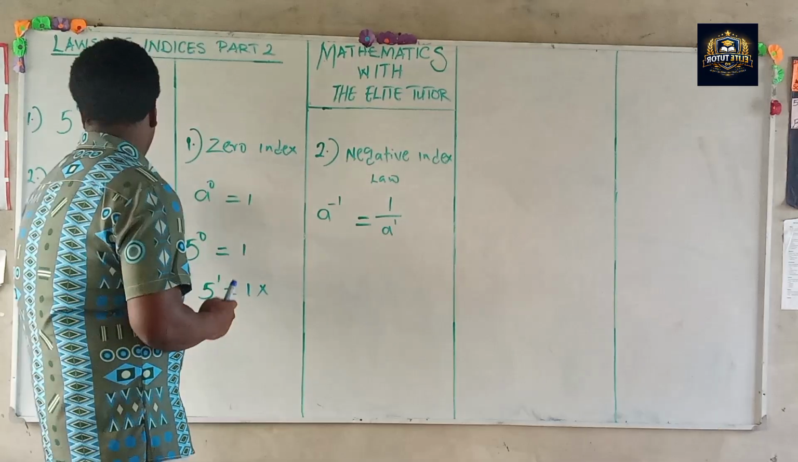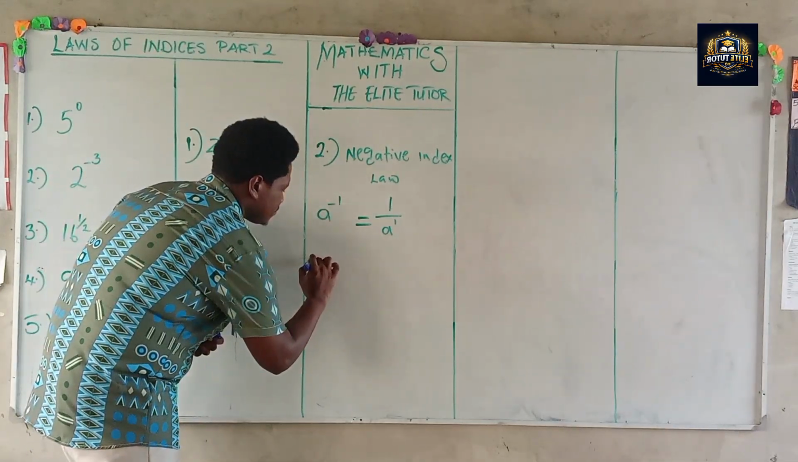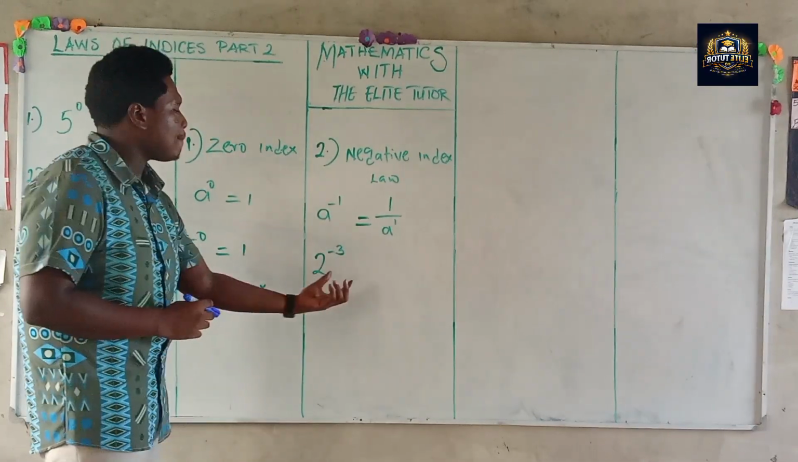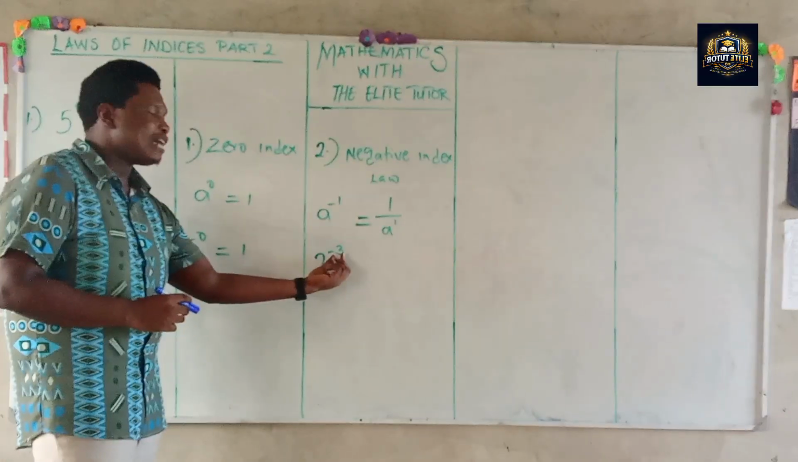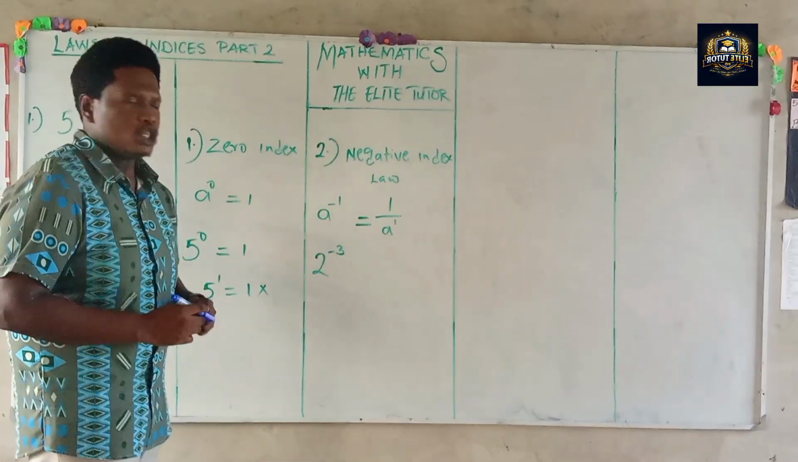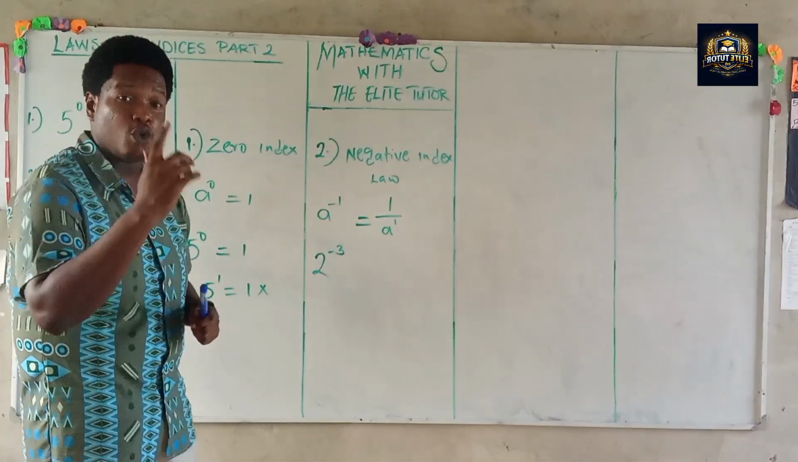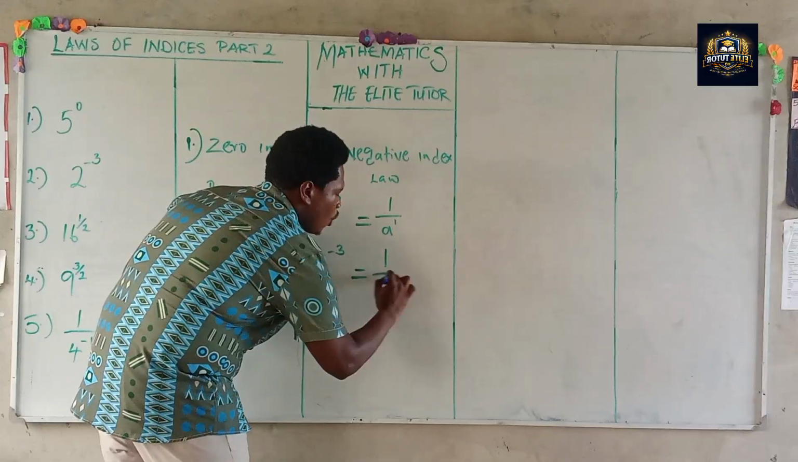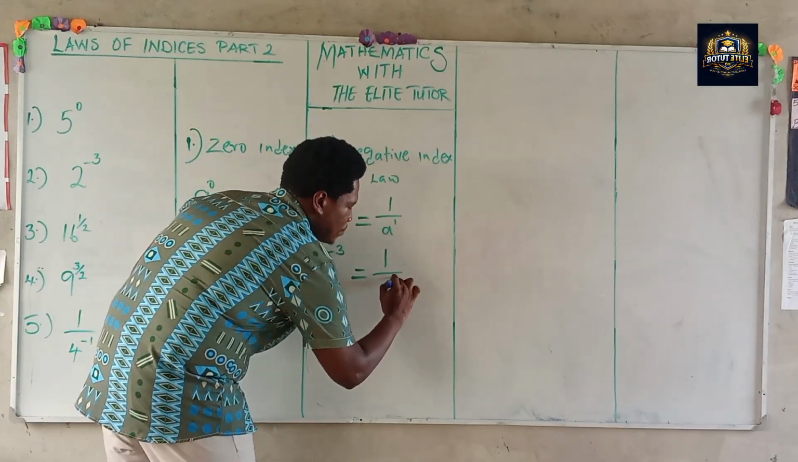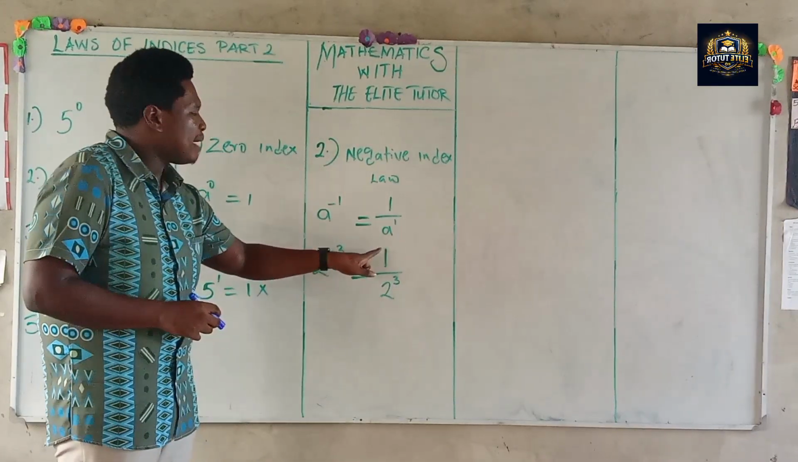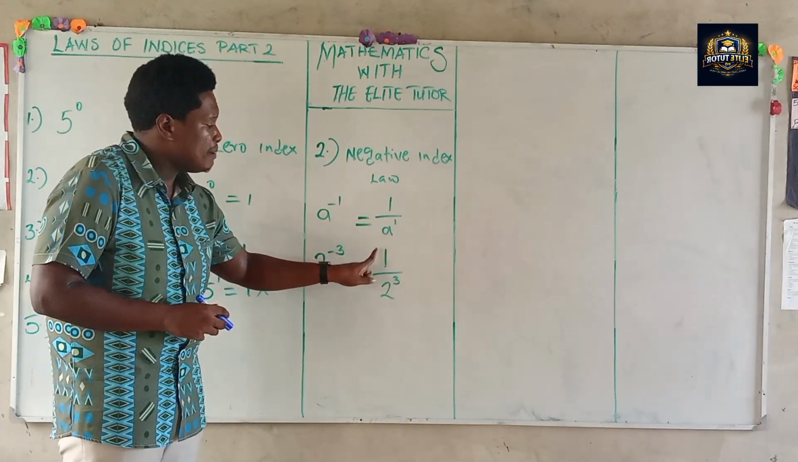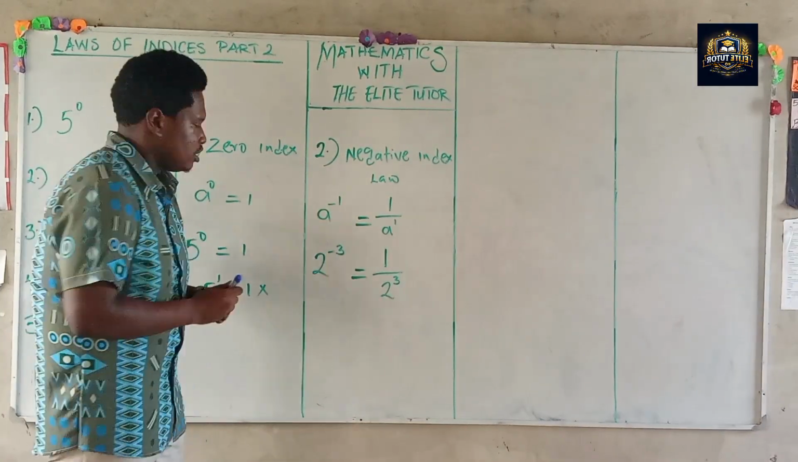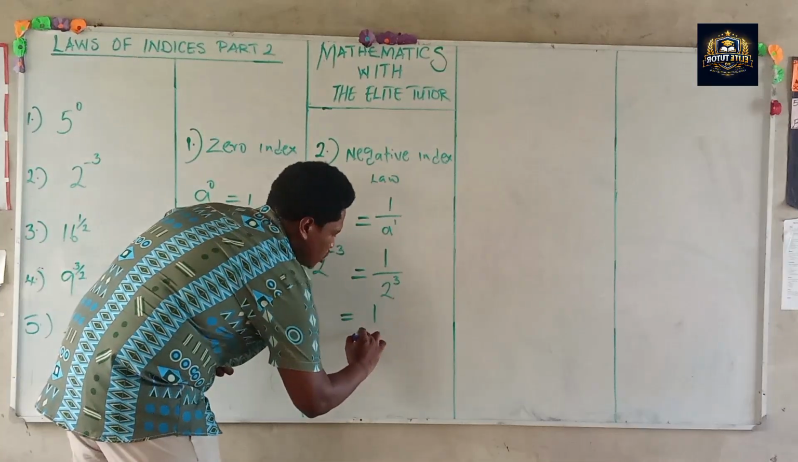Now let's look at our example 2. When we have 2 raised to the power negative 3, we are going to apply the negative index law because the power here is negative. So in order for us to remove the negative power, we are going to use 1 to divide. So we arrive at 1 divided by 2 raised to the power 3. Because our 1 is a numerator, the power is no longer negative but positive. So we don't stop here. So this is 1 over.